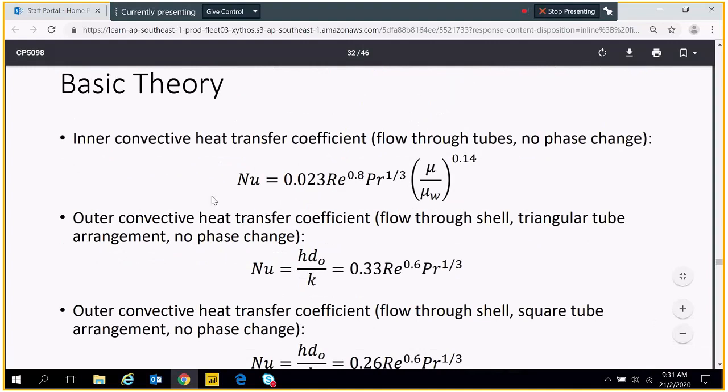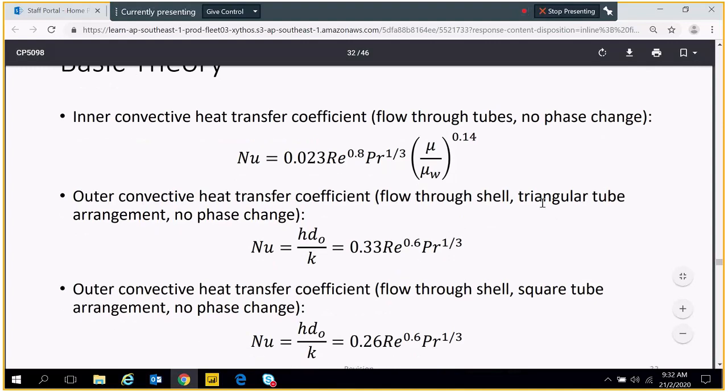Again, don't memorize this formula. This is for the inner convective heat transfer coefficient. No evaporation, no condensation. There's no phase change. This is flow through a shell, triangular tube, and this is a square tube.